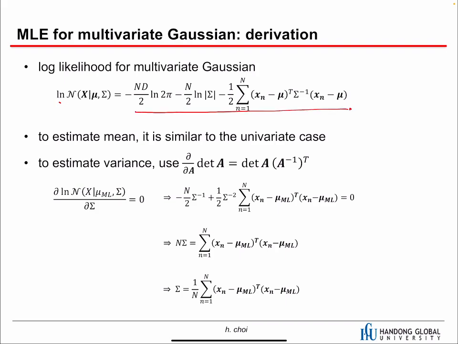Okay, and then to estimate the mean, it's almost the same as before. And then to estimate the variance, we need a little trick. We have to take a derivative of a determinant. Then we do the same thing, and following these equations, finally we got this one. Okay, this is MLE.